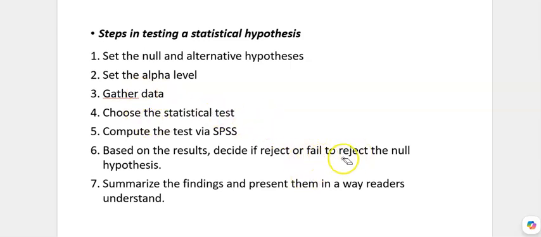And then if you fail to reject the null hypothesis, it means that there is no significant relationship or no significant mean differences. Summarize the findings and present them in a way readers understand. So that will be very important, to report your results with the values. And also you can make an infographic to show visually how your results show the analysis. Maybe that is more proper for the public, to make them understand your result and also to convince them how they will take the procedure after.